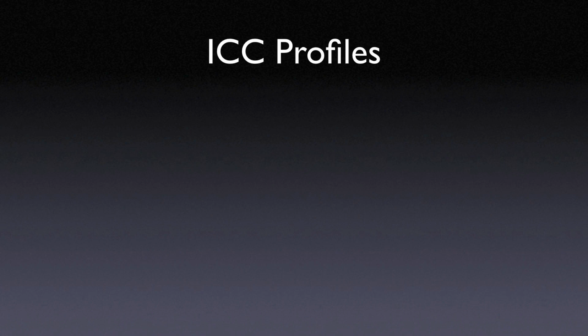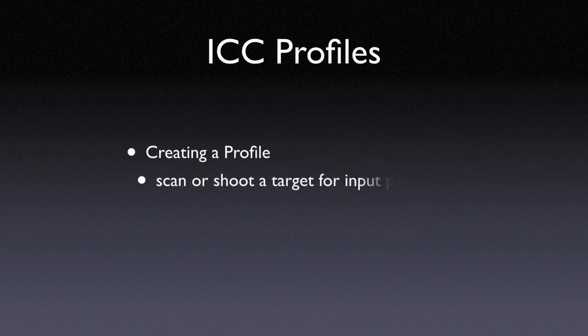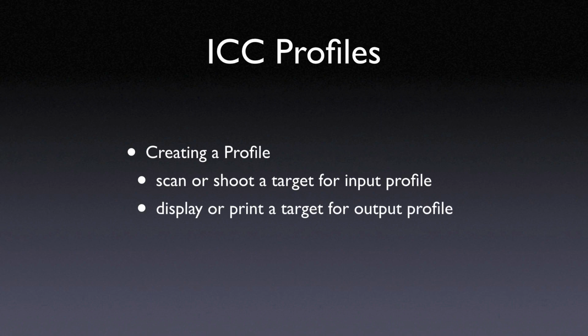Well, these days, reasonably good profiles are fairly easy to be found, and you, as a photographer, don't have to get too involved in actually creating too many profiles from scratch. To create a profile, you need to scan or shoot a target for an input profile, or display or print a target for an output profile. The only profiling activity photographers absolutely need to concern themselves with is the monitor profile, and that is automatically generated during the calibration process.